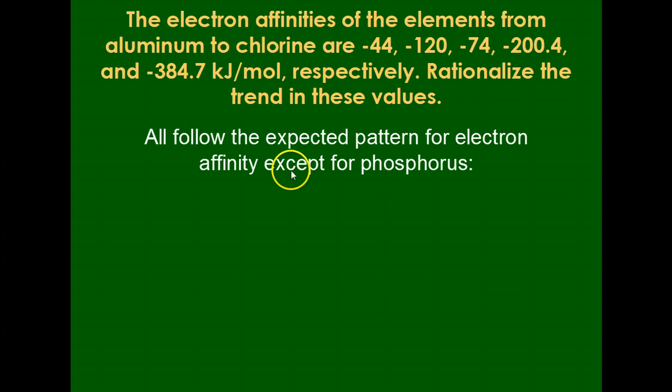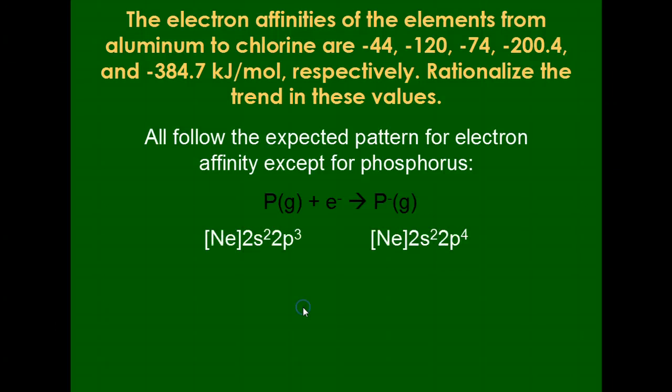This says all follow the expected pattern for electron affinity except for phosphorus. Again, you can write down what you would like for this. And the reason we see an increase for phosphorus, a spike there in the middle, is because of that semi-stable configuration that phosphorus will acquire as a result of having a half-filled p sublevel.